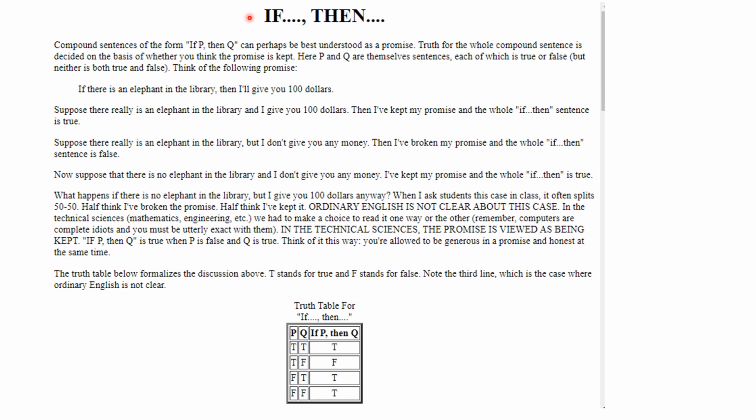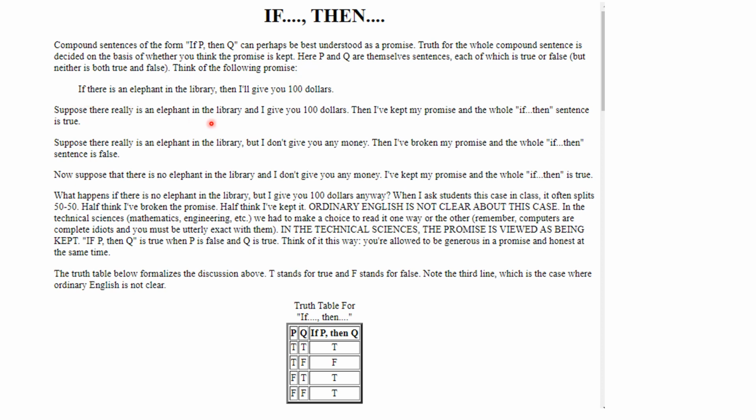Proofs invariably involve statements of if and then, so we should discuss this a little bit. Compound statements of the form if P, then Q can be best understood as a promise. Truth for the whole compound sentence is decided on the basis of whether you think the promise is kept. Here, P and Q are themselves sentences or statements, each of which is true or false, but neither is both true and false. So think of this as a promise, and here's an example.